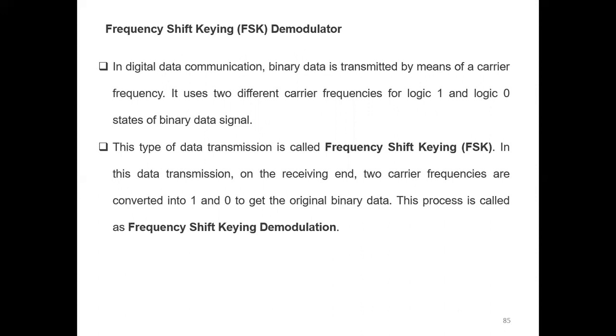Next one, frequency shift keying demodulator. In digital data communication, binary data is transmitted by means of a carrier frequency. It uses two different carrier frequencies for the logic 1 and logic 0 states of the binary data signal. This type of data transmission is called frequency shift keying. At the receiving end, the two carrier frequencies are converted into 1 and 0 to get the original binary data. This process is called frequency shift keying demodulation.